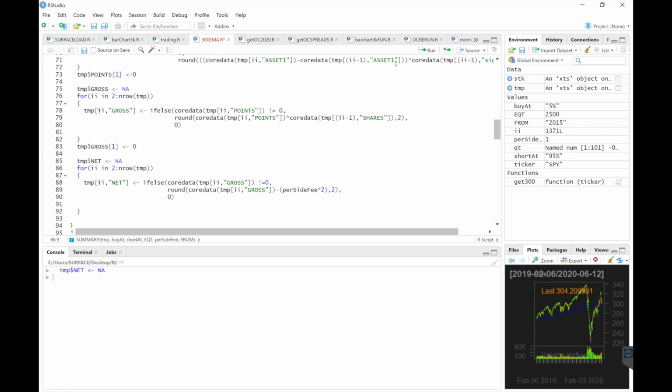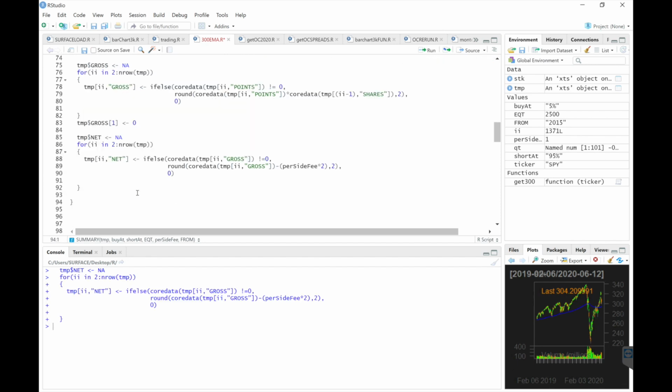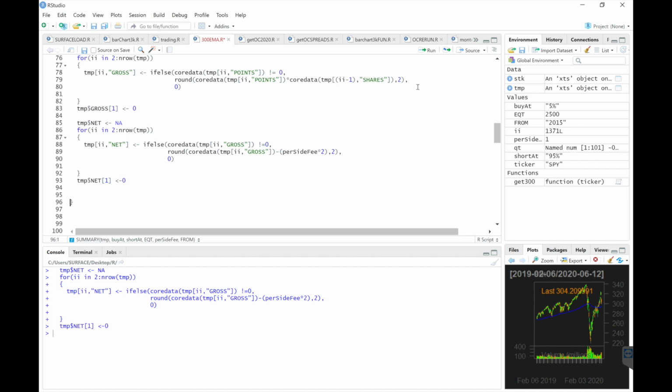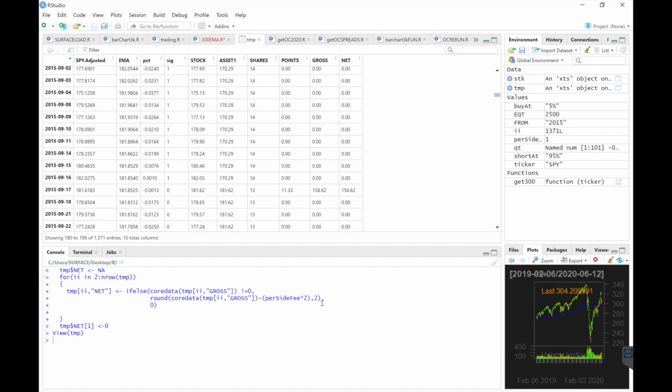So we'll run this. And then again, change the first observation of net to 0. Alright, so our per side fee was $1. So essentially take away $2 from our gross to get our net. So that works out good.